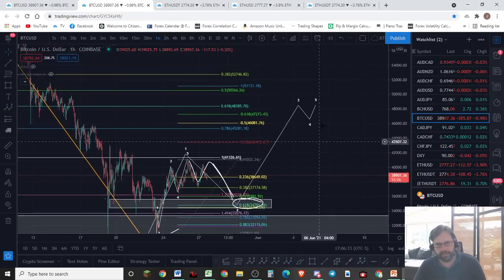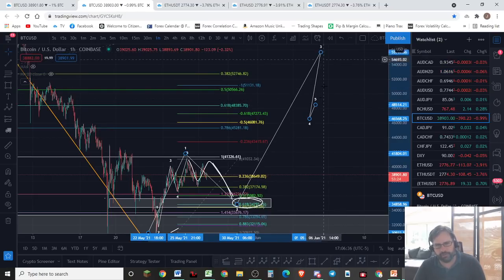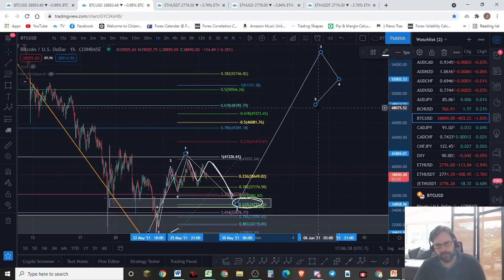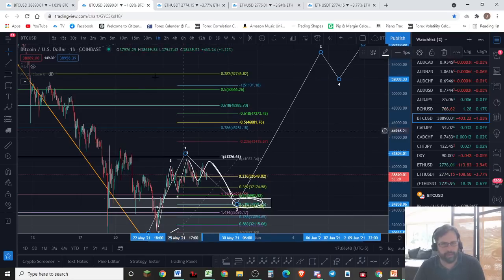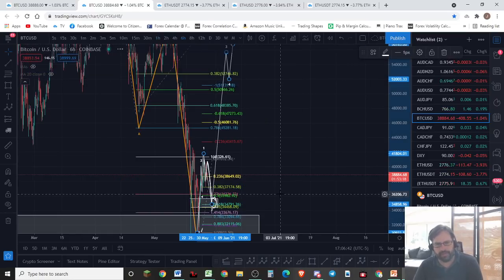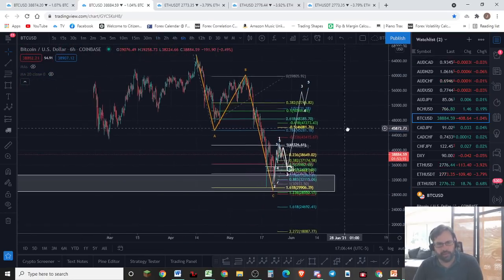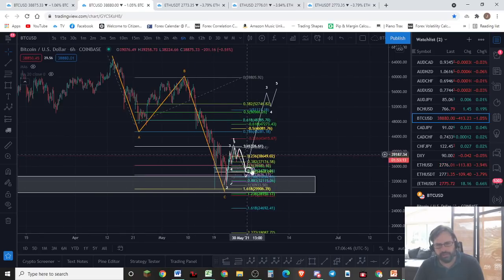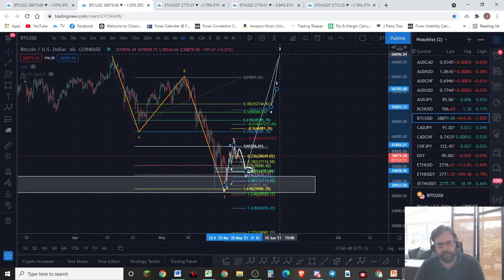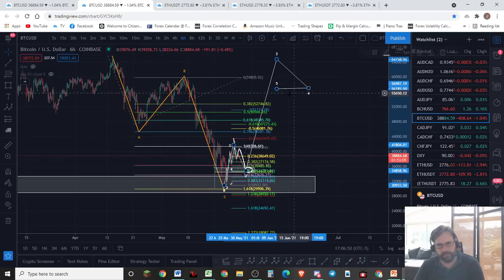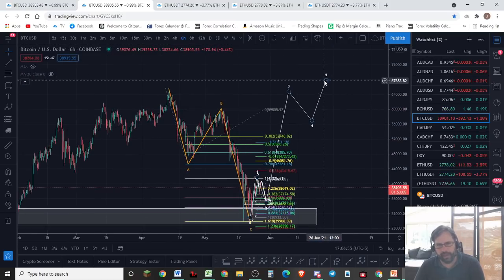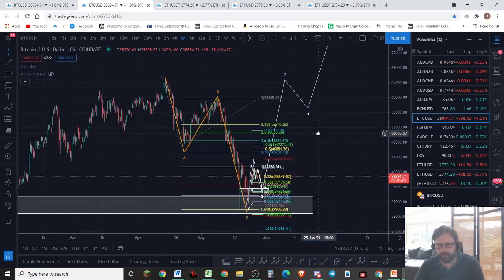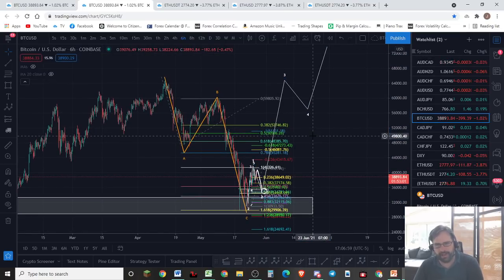However, I can't draw it because I couldn't get it on the screen. So the 3 would be way up there, okay? And that would be an impulse wave off of this area. So in other words, we'd be looking for a potential 1, 2, and then a 3rd wave way up here, guys. Just a big bullish wave, followed by a 4th wave and then a 5th wave, and that would be good to get us up to about 75 to 80K, something like that, potential.